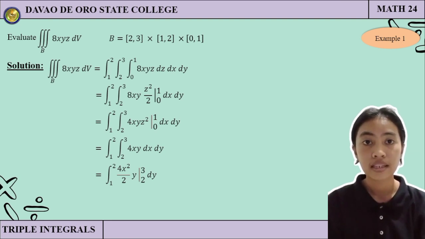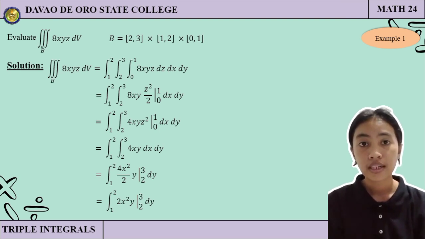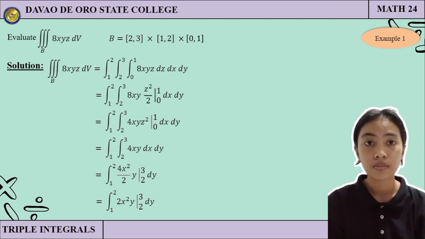So simplifying that again, 4 divided by 2 will result to 2x squared times y. So our new expression will become the integral from 1 to 2 of 2x squared times y evaluated from 2 to 3 dy. Then substitute all x variables with the bounds, upper bound minus the lower bound.